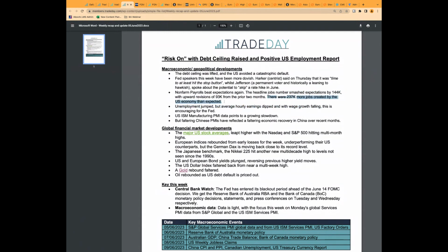the jobs market stays strong. People are adding in more jobs being created. So that's showing a strong economy, but also then average hourly earnings and wage growth are falling. So that's encouraging for the Fed.